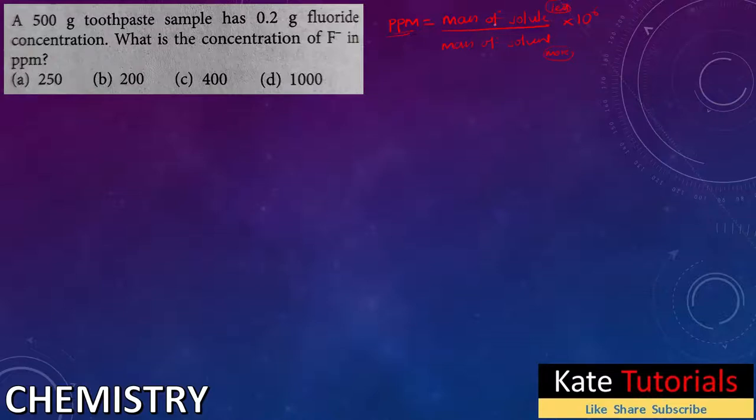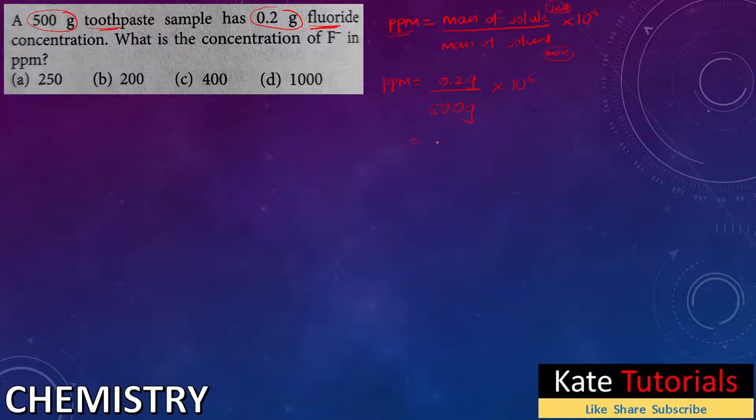So here we can see that 500 gram of toothpaste is more and 0.2 gram is fluoride concentration. So what is the solute? Fluoride is the solute, which is 0.2, and which is the solvent here? 500 gram of toothpaste is the solvent. So if I substitute that, ppm is 0.2 gram of fluoride, that is F minus, divided by the total mass of solvent, 500 gram of toothpaste, into 10 to the power 6.